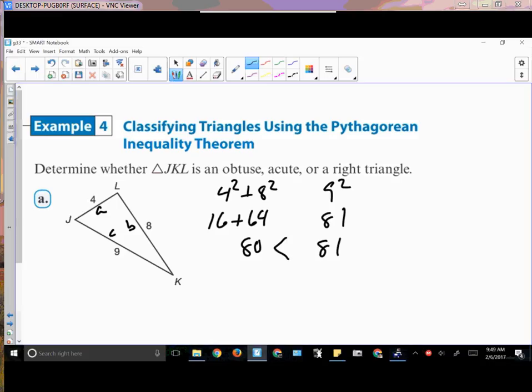So, what kind of a triangle do I have? Obtuse, acute, or right? I have obtuse. Why? Because C squared is larger than A squared plus B squared. Kind of easy, right? Makes sense, though?